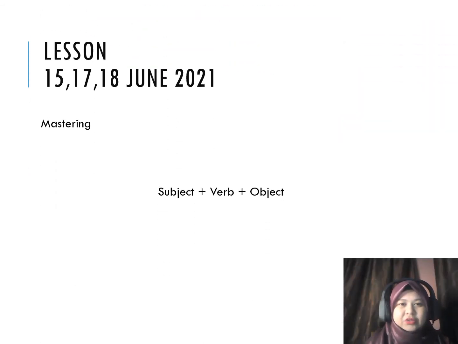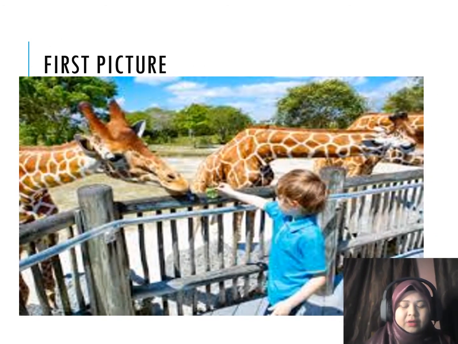This is what I told you. Lesson, 15, 17, and 18 June. So these 3 days you have to master the subject, verb, and object. So this is the picture that I'm going to give to you.